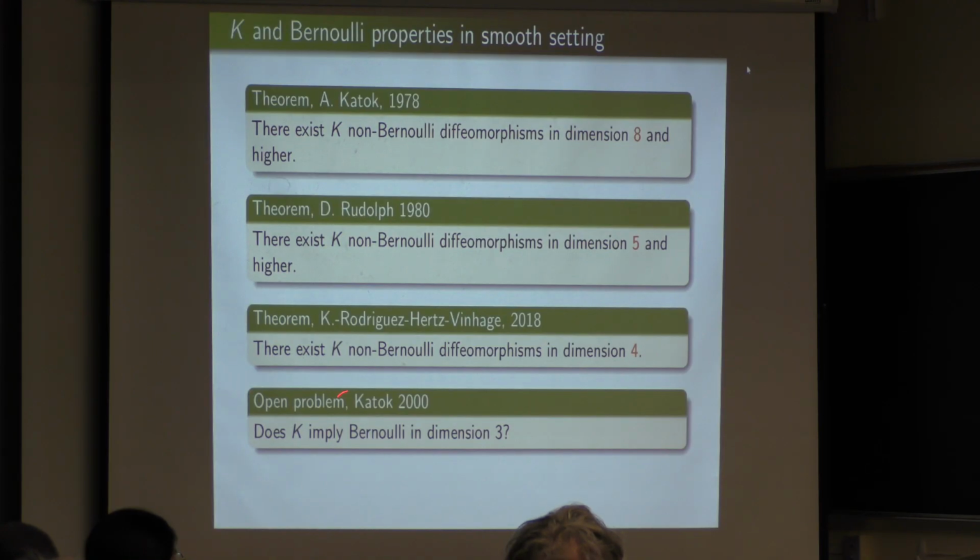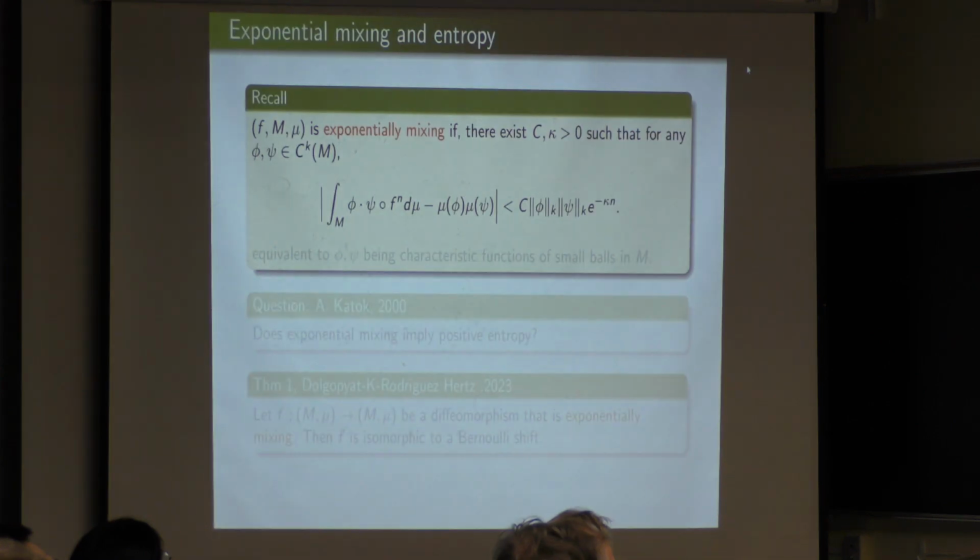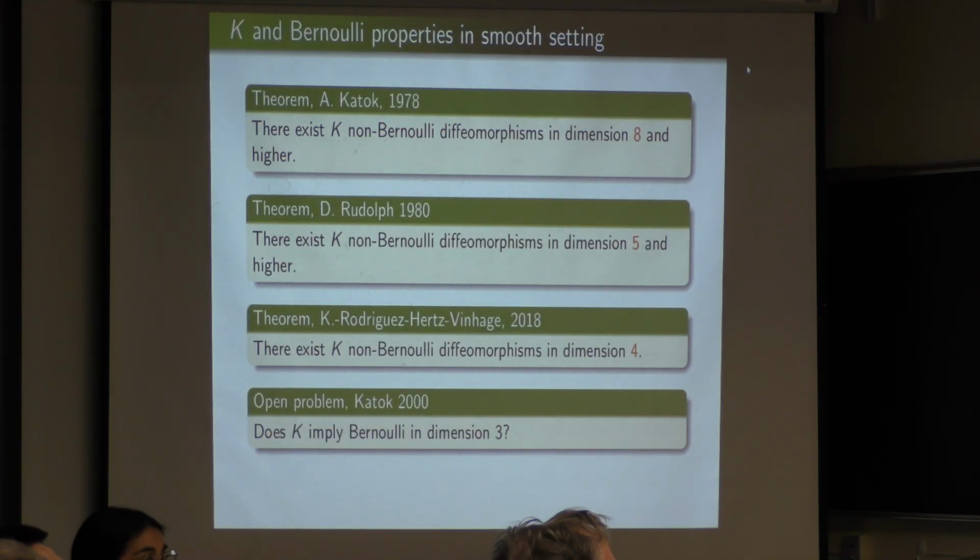I think Katok phrased it as open because at that time Rudolph was the best. Everything is area preserving. I think Katok said 3 or 4, but now the 3 is really open. So it's true in 2, and not true in 4 and above. 3 is open, and very difficult.